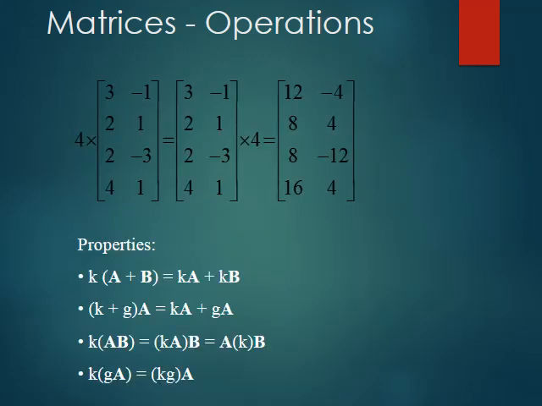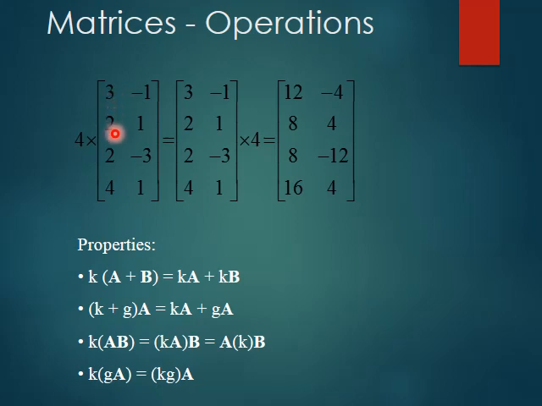For example, if we have the matrix A with the entries 3, 2, 2 in the first column and -1, 1, -3 in the second column, then if we have to multiply this matrix with 4, a scalar, each element of the matrix gets multiplied with 4. For example, the first element will become 4 into 3, that is 12. The second element will become 4 into minus 1, that is minus 4. All the elements will get multiplied with 4.